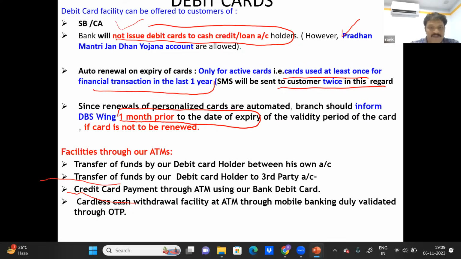Okay. Then facilities through ATM. What are the facilities? Everybody knows this. Fund transfer. We can do transfer of funds, debit card in own account, and we can do to third party account. Credit card payment through ATM using our own bank debit card. Credit card payments we will make through debit card, and cardless cash withdrawal facility. All these are the facilities through our ATM one customer can use.